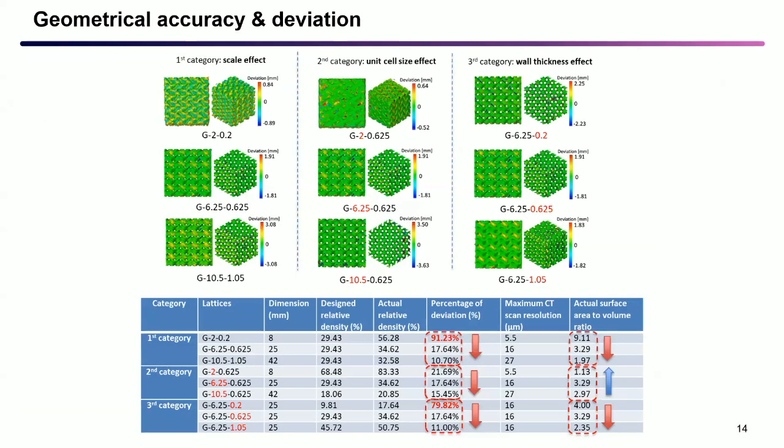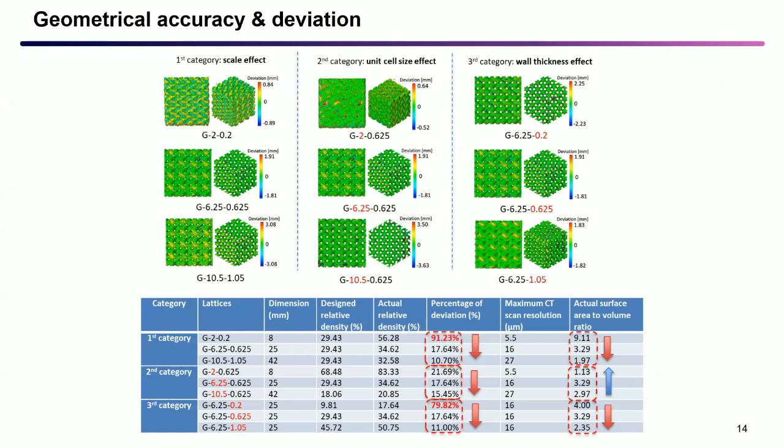And if we take a deeper look into the different categories, we can see that for the first category, which is scale effect, for the percentage of the deviation, actually all the categories, scale effect, unit cell size effect, wall thickness effect, they all have the decreasing effect, okay?